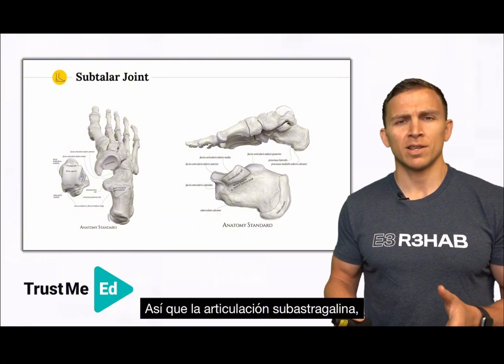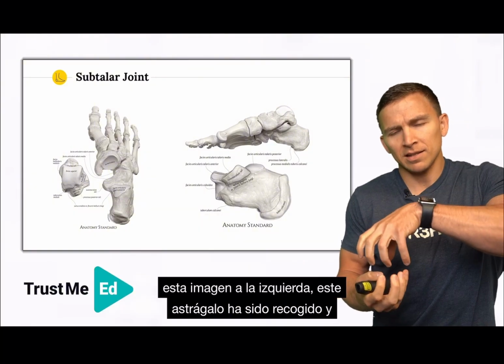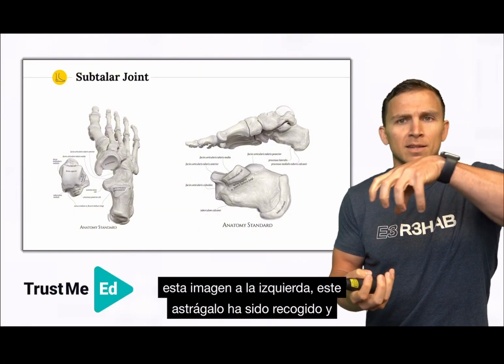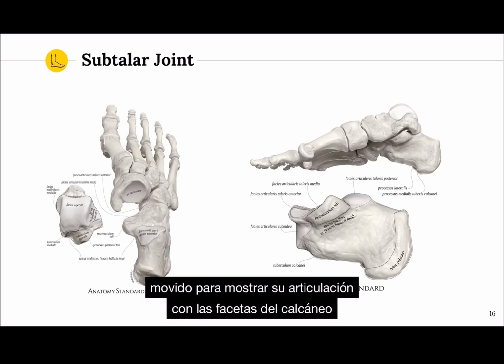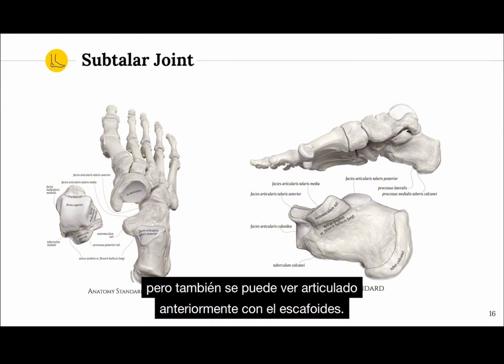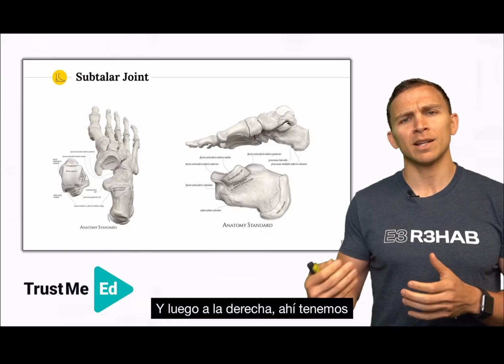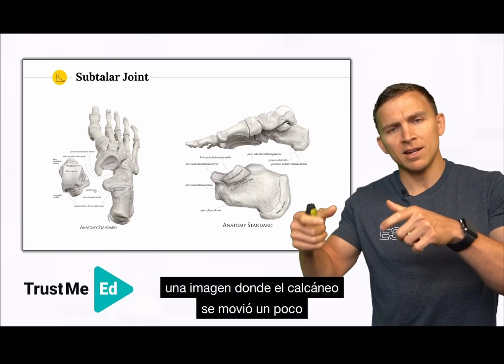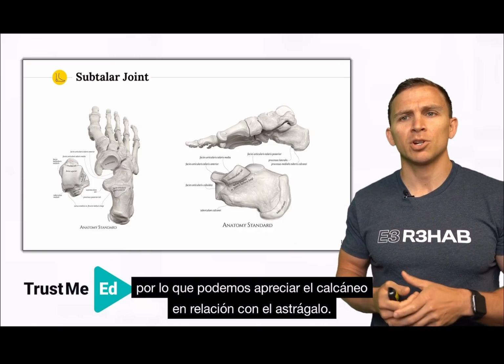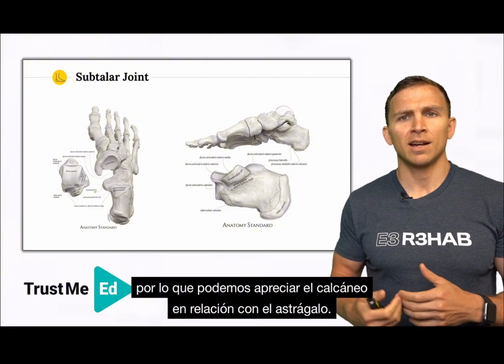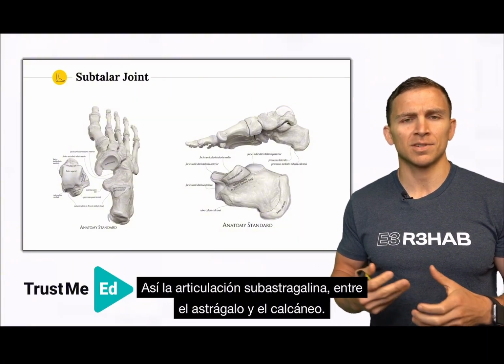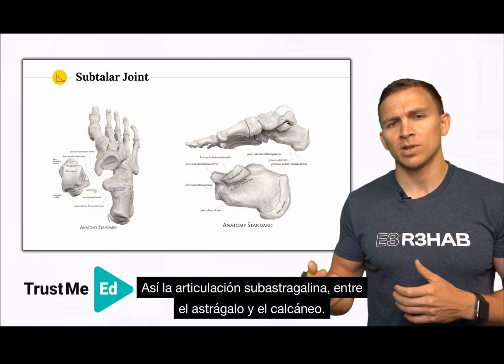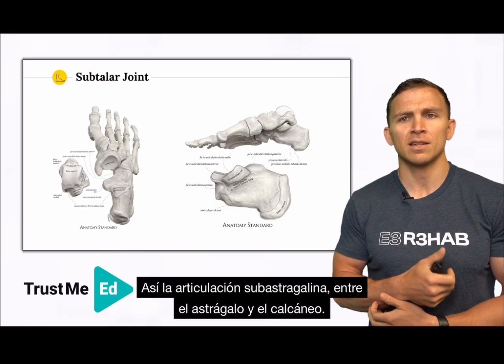So the subtalar joint, this picture on the left, this talus has been picked up and kind of moved over to show its articulation with the facets of the calcaneus, but also you can see it articulating anteriorly with the navicular. And then on the right there, we have a picture where the calcaneus was kind of moved over so we can appreciate the calcaneus as it relates to the talus. So subtalar joint articulation between that talus and calcaneus.